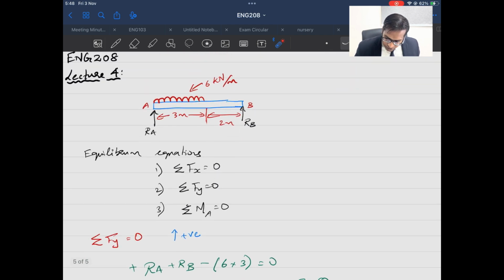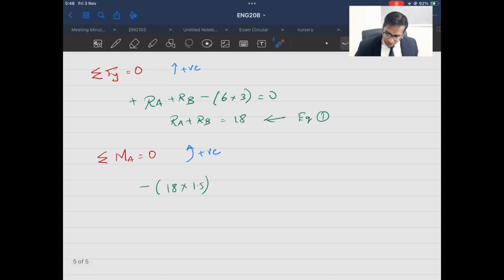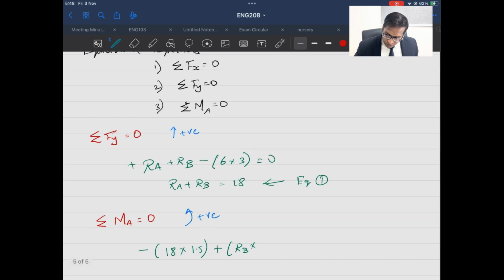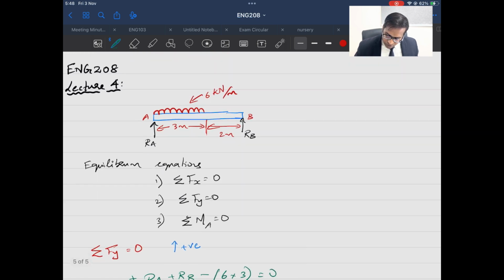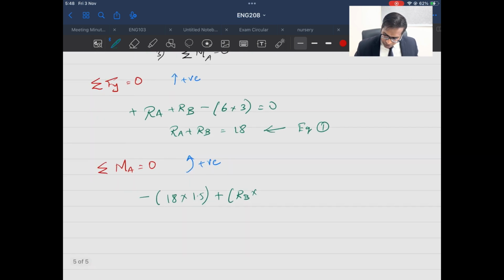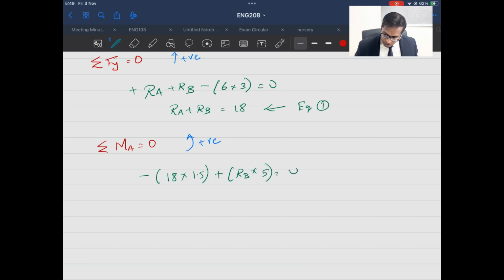Now the other force RB, if I apply the load here, fixing my point at A, it will create an anti-clockwise rotation, and that I give positive. So RB into, what is my distance here? My distance is 5 meter. So RB into 5 is equal to 0, thereby RB is equal to 18 into 1.5 by 5.